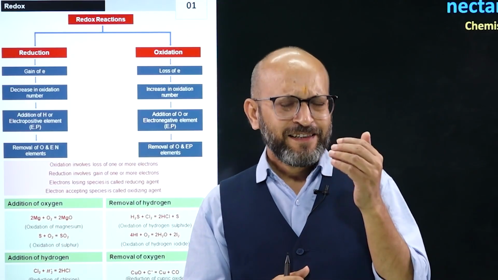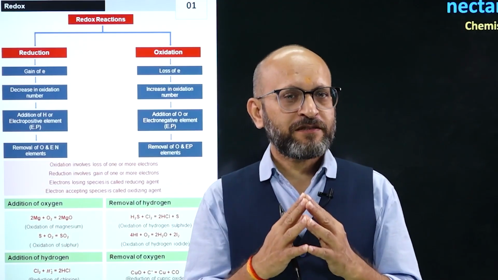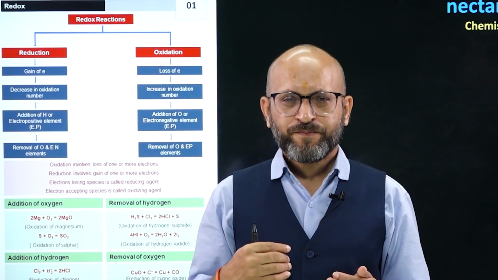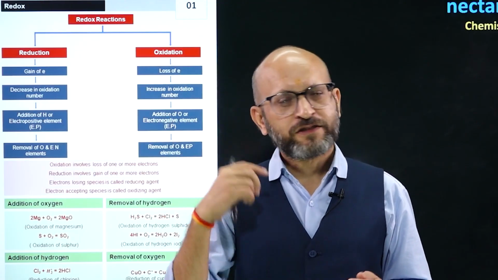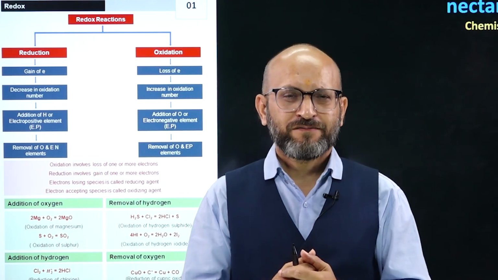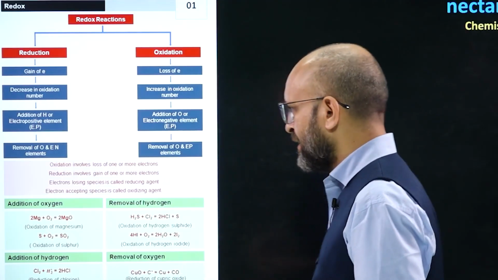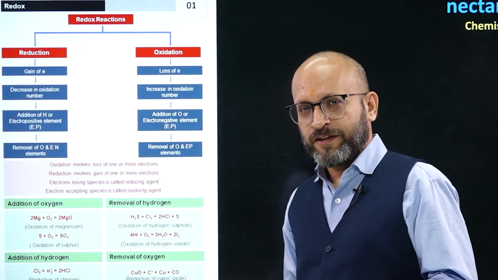And these days the best way is the oxidation number method. That means increase in oxidation number means oxidation, decrease in oxidation number means reduction. That is the easiest way I can tell you. Now let us see a few things happening out here.